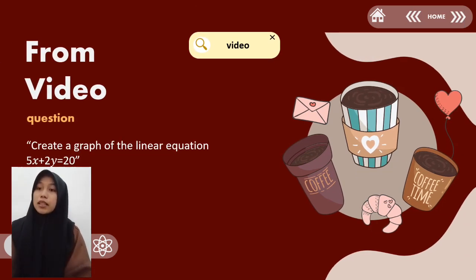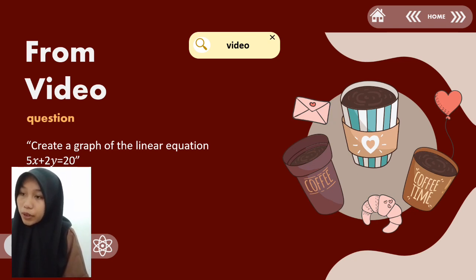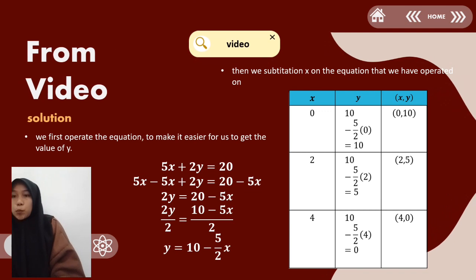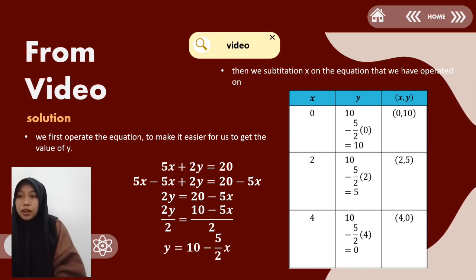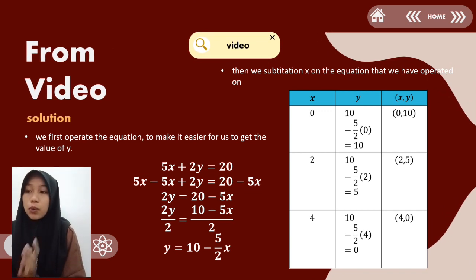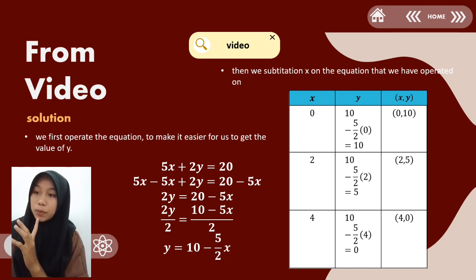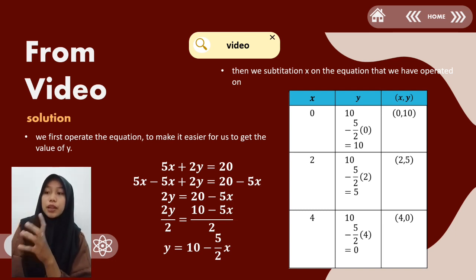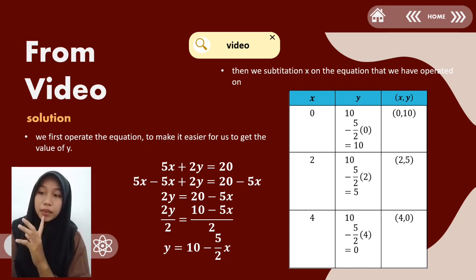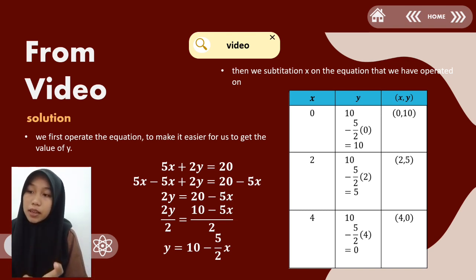This is the question from the video. The question is, create a graph of the linear equation 5x plus 2y equals 20. This is the solution. We first rearrange the equation to make it easier for us to get the value of y. 5x plus 2y equals 20.